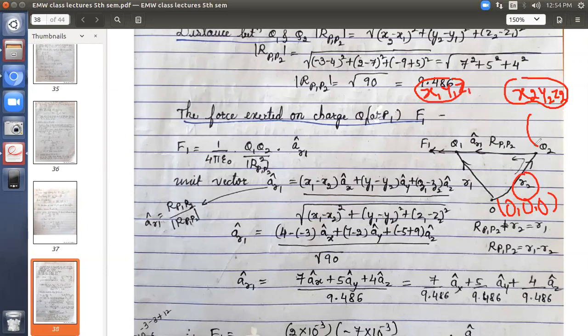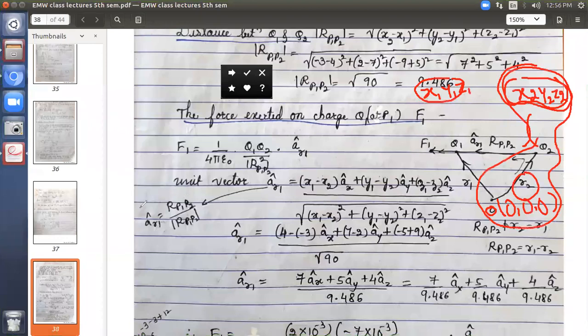So if you want to calculate this R2, again apply the distance formula. Again it is x2, y2, z2 only, because the origin O has the points 0, 0, 0. Because of that, nothing needs to be subtracted. You can simply take x2, y2 and z2.